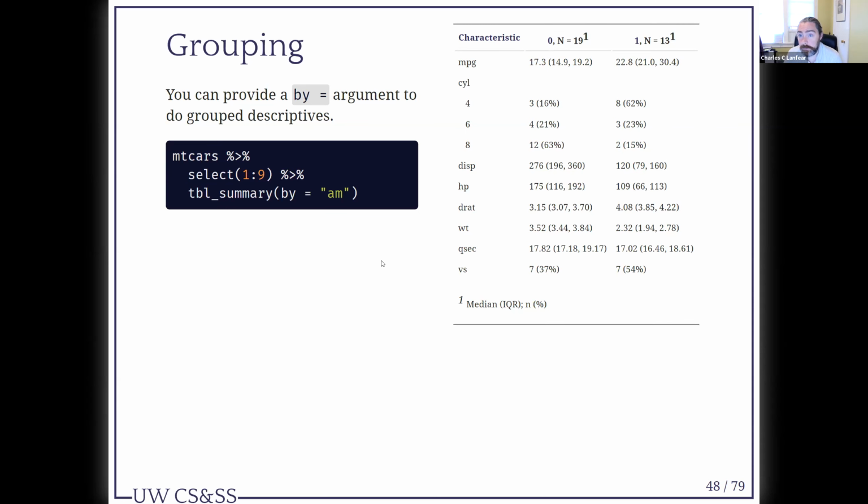Okay, so a cool thing about tbl_summary is that it has all sorts of functionality, like breaking it into multiple tables. Here I say mtcars, still the first 9 columns, and then tbl_summary, but now I say I'd like it tabulated by values of am. So now my table has 2 columns. This is all the data where the am variable takes a value of 0. This is all the data where am takes a value of 1. So this is a descriptive table stratified by some variable. You can see there's 19 observations here, 13 here, and all the descriptive statistics.